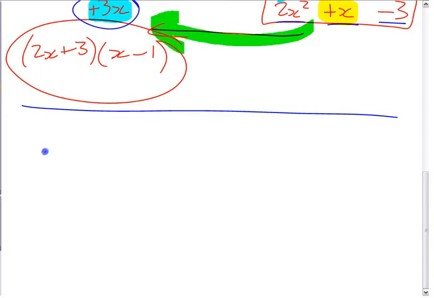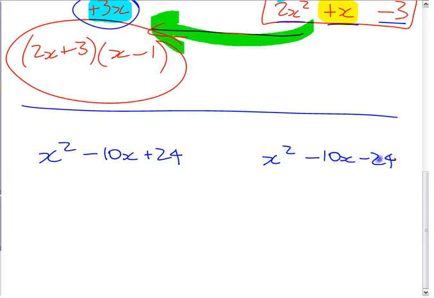And if somebody wants you to factor something like x squared minus 10x plus 24 first, and then let's factor x squared minus 10x minus 24, because it's going to be different. It's harder when the last term's negative, but let's try factoring those two things here.